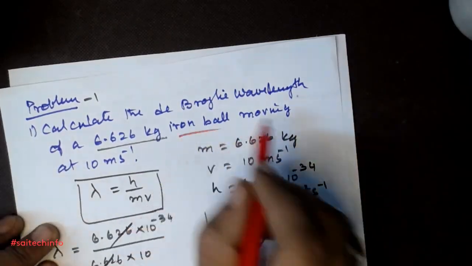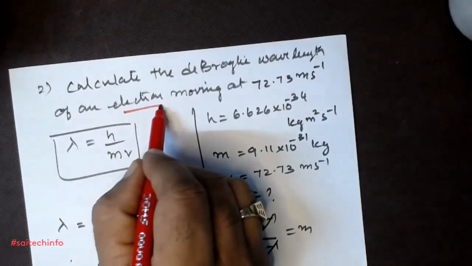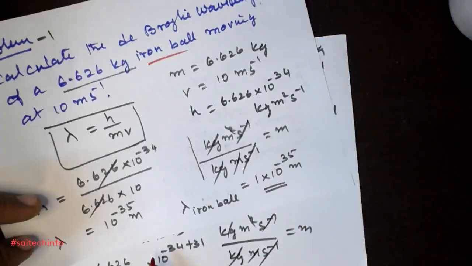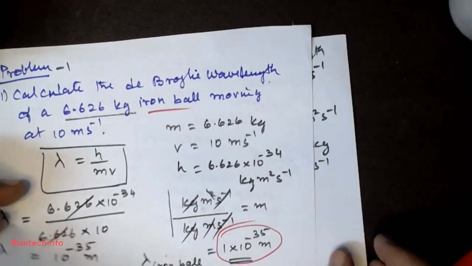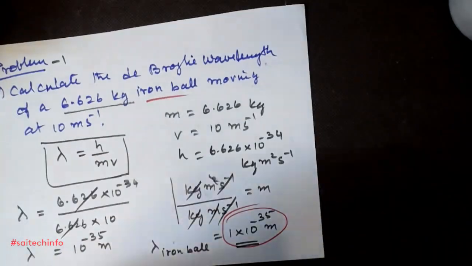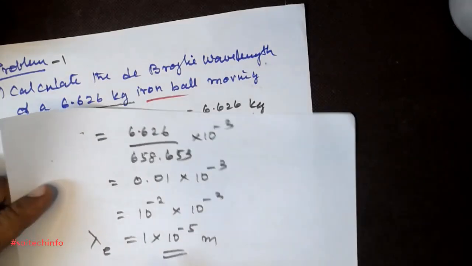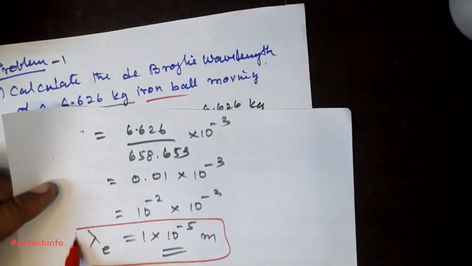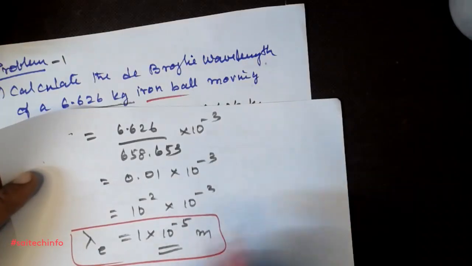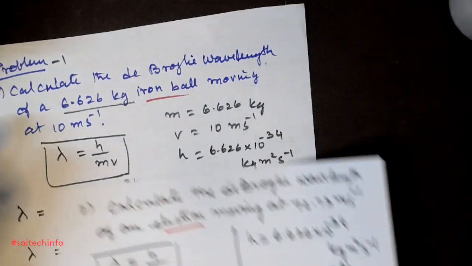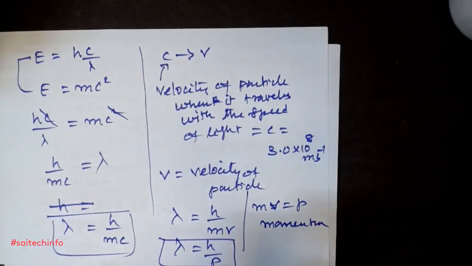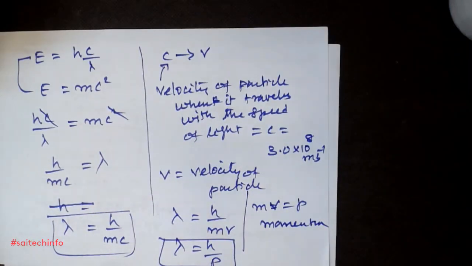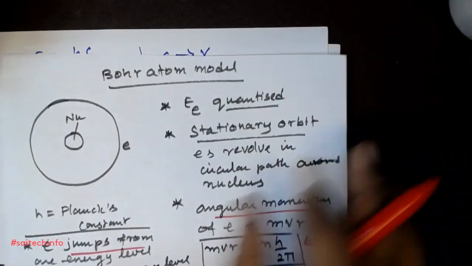One is with the iron ball, another is with the electron. From these 2 values we got 1 into 10 power minus 35, which is almost immeasurable, whereas in this case it is appreciable. So de Broglie's concept is applicable for microscopic, that is subatomic level or atomic level particles, the tiniest particles, not for macroscopic particles.